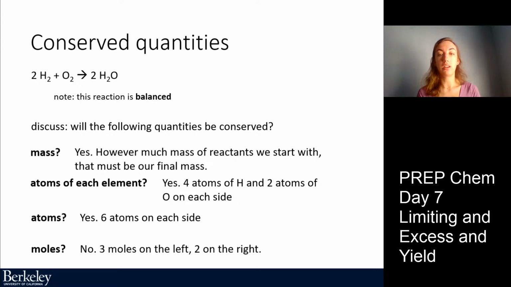However, moles are not conserved. So moles are a count of the number of molecules we have. And so right now we have 3 moles on the left, so 2 moles of H2 and 1 mole of O2, and we're making only 2 total moles, 2 moles of H2O. So moles are not conserved. So if I start out with 100 grams of stuff, I have to finish with 100 grams of stuff. But if I start out with 100 moles of stuff, I don't have to finish with 100 moles of total stuff. So that's just something to keep in mind.